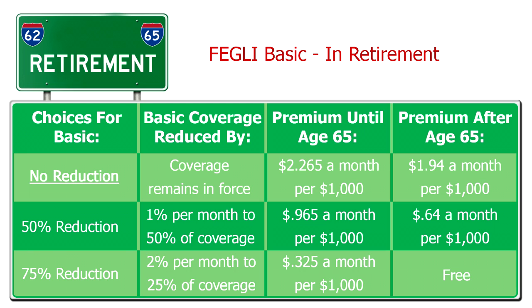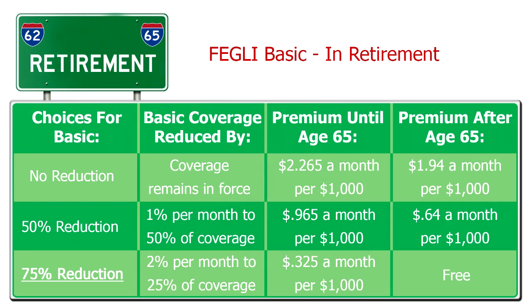No reduction choice is fairly self-explanatory. Whatever FEGLI Basic coverage you have when you retire never reduces, thus maintaining the same basic death benefit until death. The 2 other choices are 50% reduction or 75% reduction in the basic death benefit. I'll explain the 75% reduction because it is the most common choice elected at retirement.